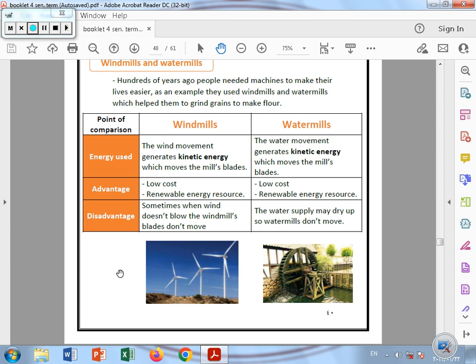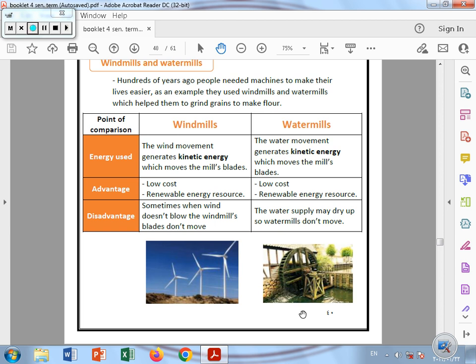Okay, so what about the water mill? It works in the same way. When the water moves inside the river or inside the ocean, the water movement generates kinetic energy. This kinetic energy moves the blades of the mill, like this. And it's also low cost because the water moves by itself. It doesn't cost us a large amount of money. And it's a renewable energy resource because the water cannot run out, but it can be replaced every day.